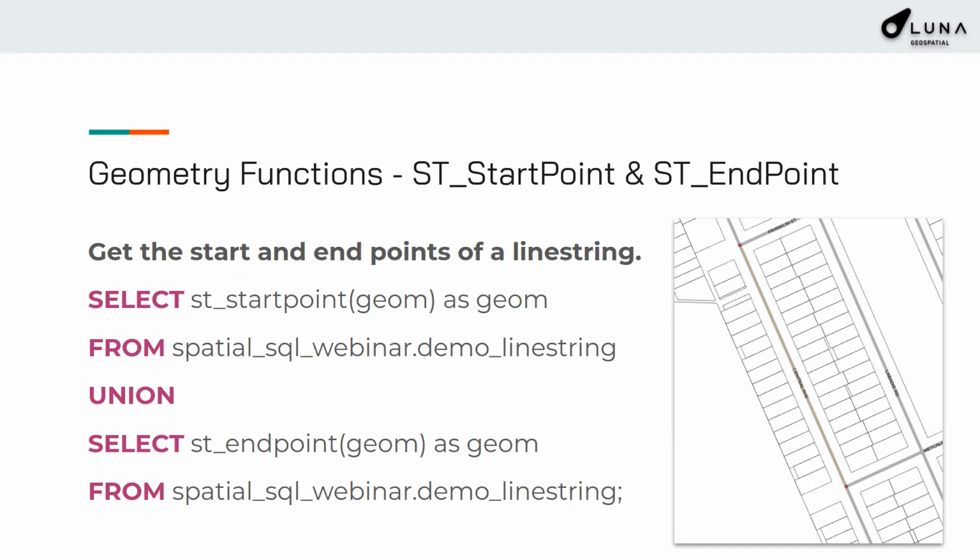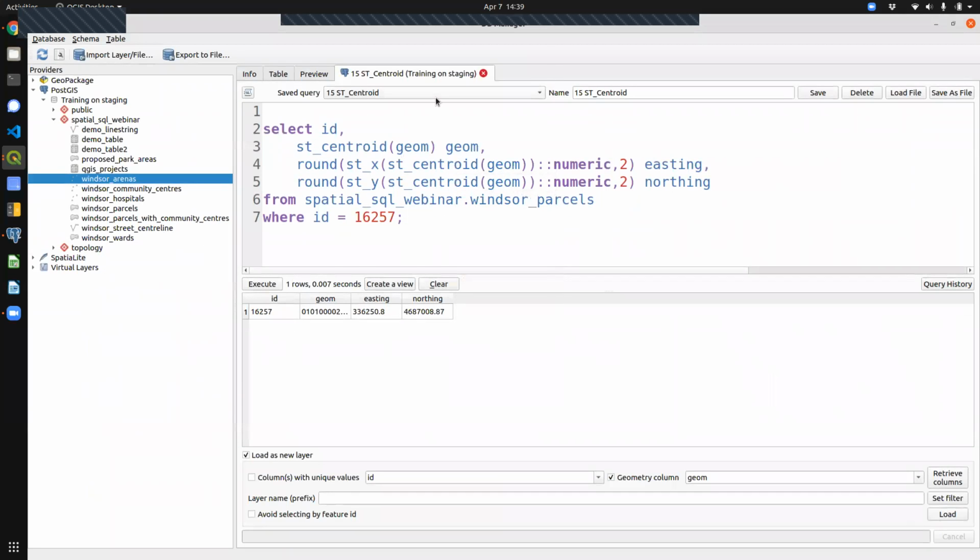Now you can't do this on a multi-line string. You can, but not as easily. You actually have to split up those multi-line strings if you want to use this function. But right now I have a layer that's set up as just a simple line string, so we're able to do this. So what we want to do is we want to select the start point, and we're going to store it within a field called geometry from the demo line string layer that I have that's sitting within this Spatial SQL webinar schema. And then we're going to use union. Union is basically going to merge these 2 queries together into a single one. So let me show you how this works.